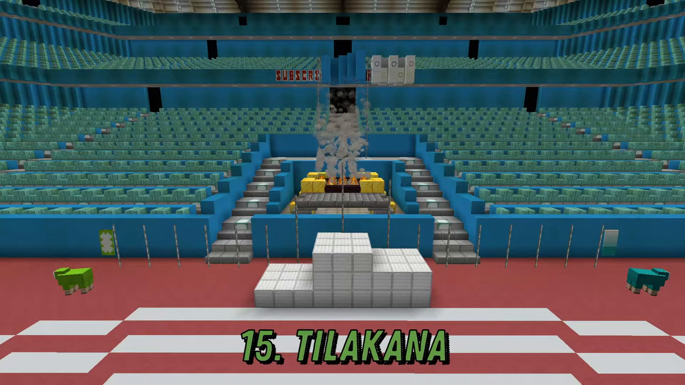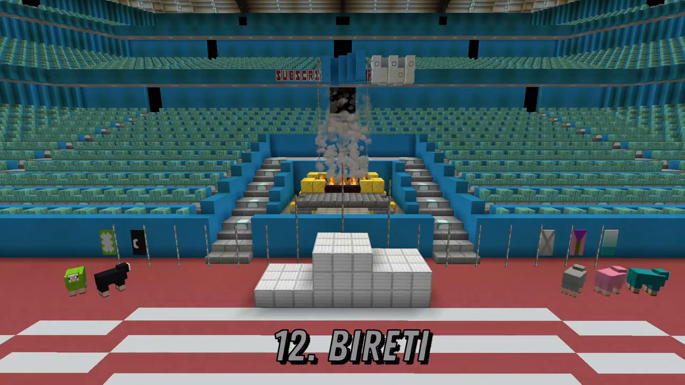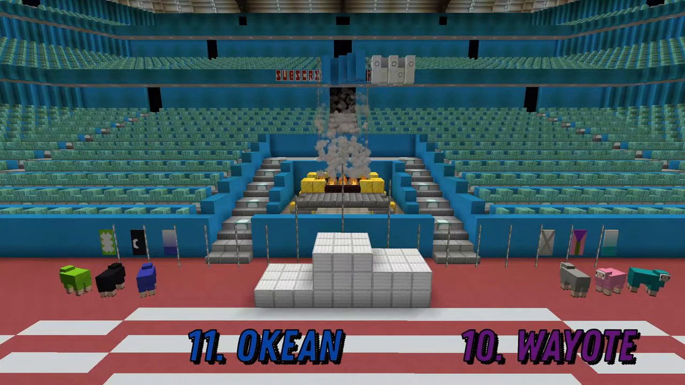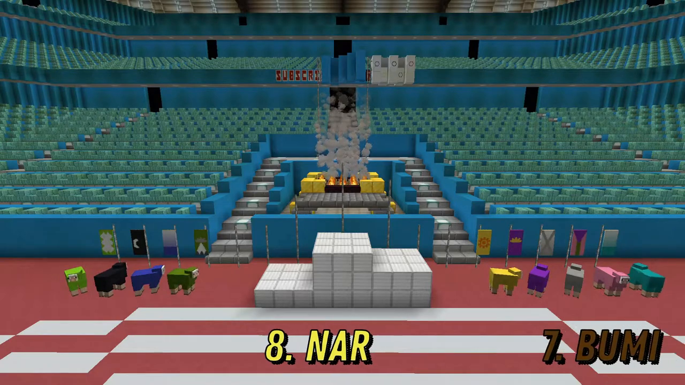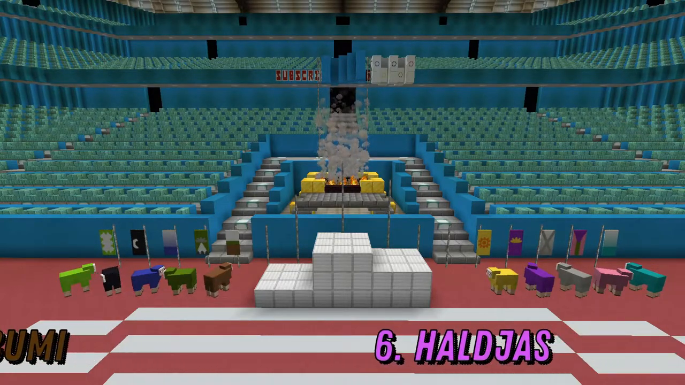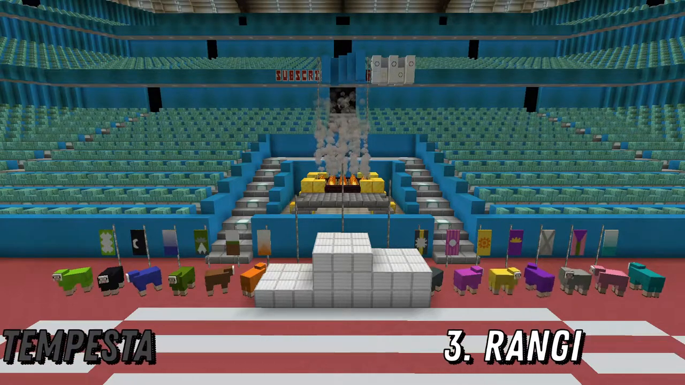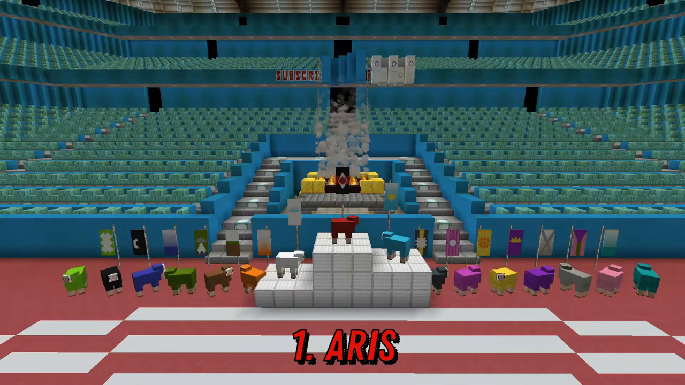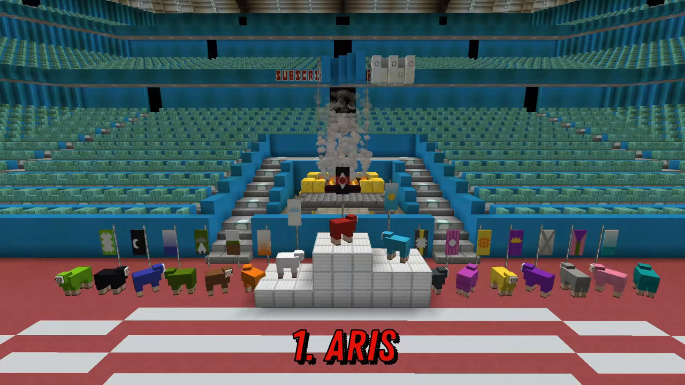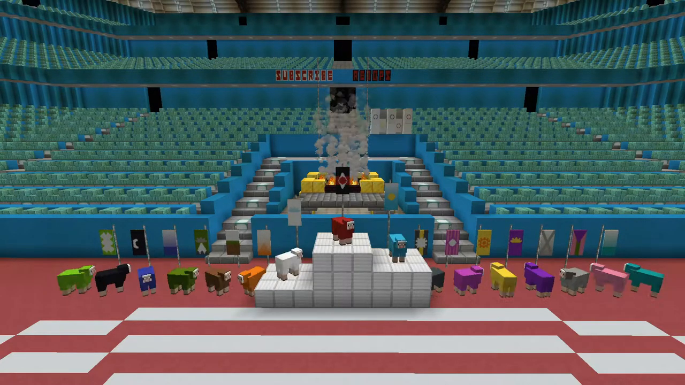Now for the closing ceremony here, we have each team in their respective spots as we move quickly through all these athletes and they move up onto the podiums. Congratulations to all the athletes that participated in the Sheep Summer Games and all the hard work that they put in to come and be prepared and compete at this high level. All these athletes, there's not much to separate between all of them. Congratulations to Aris for winning the overall event. Himmel was second and Rangi in third.